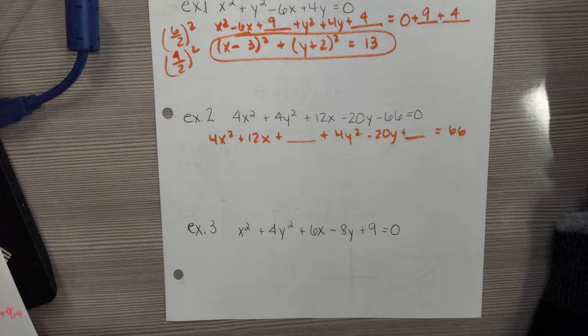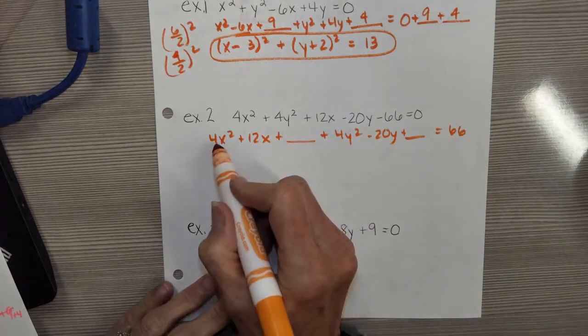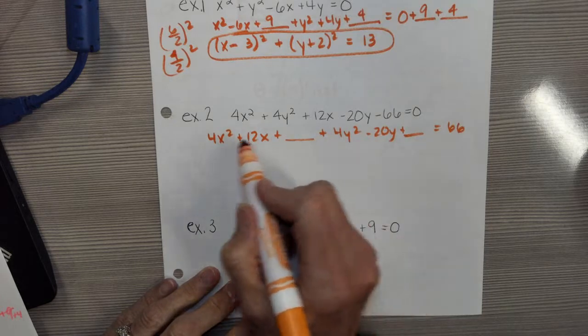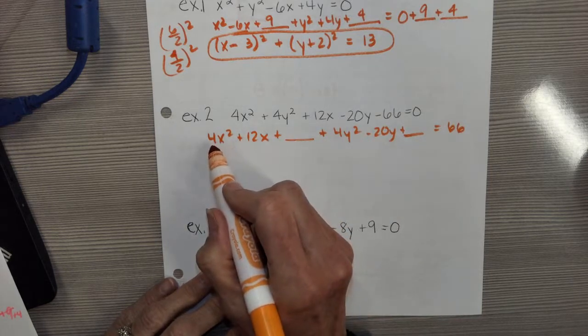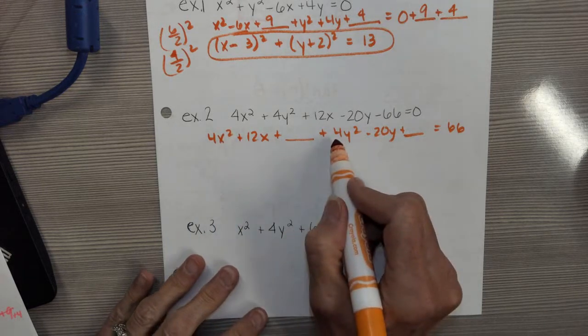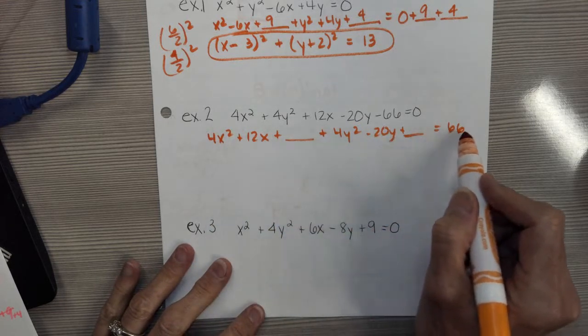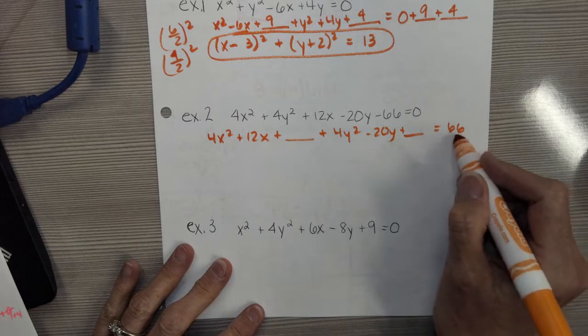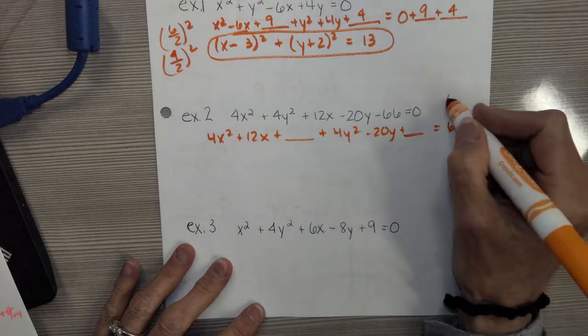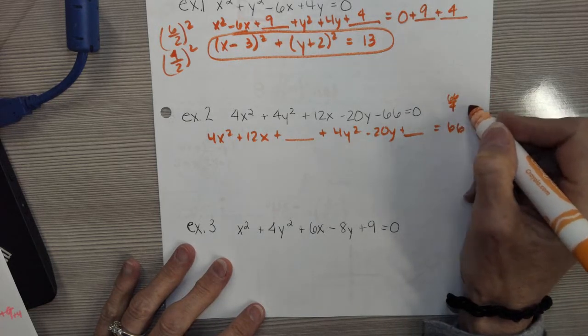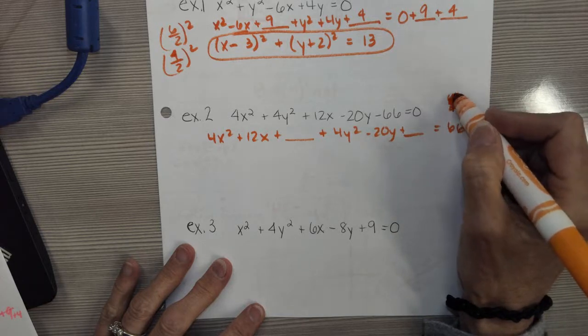Now in this case, we need to have a leading coefficient of 1. But you need a leading coefficient for both of these terms to be 1. Well, since they are both 4s, one option that we have is we could divide everything by 4. The only problem is that 66, 4 doesn't go in there evenly. So I think what I would do is just forget that step.